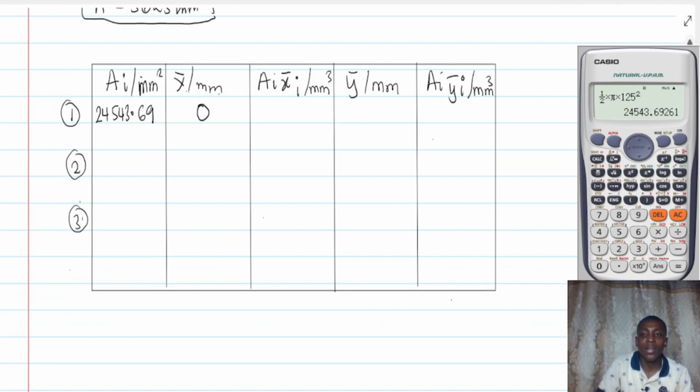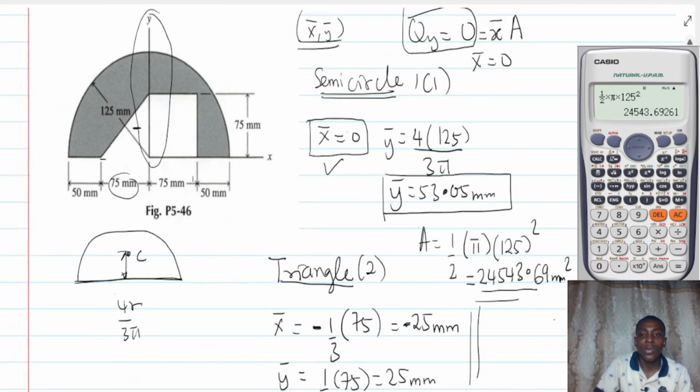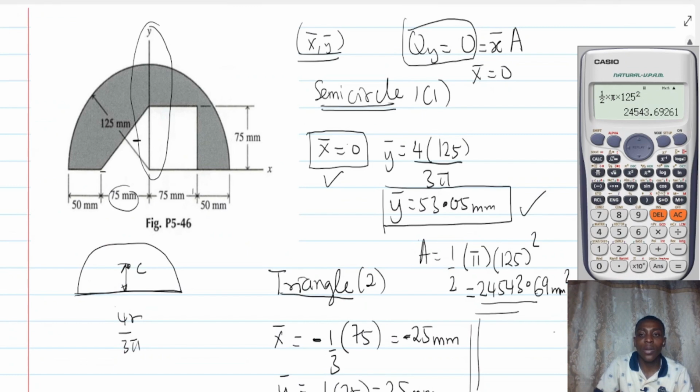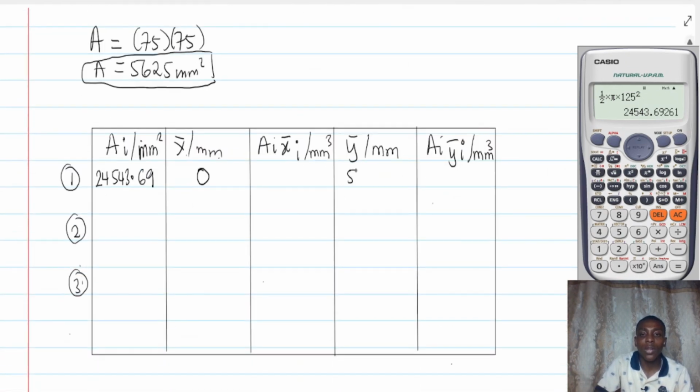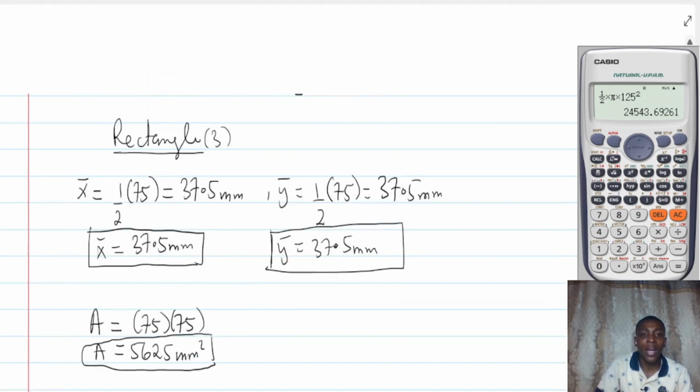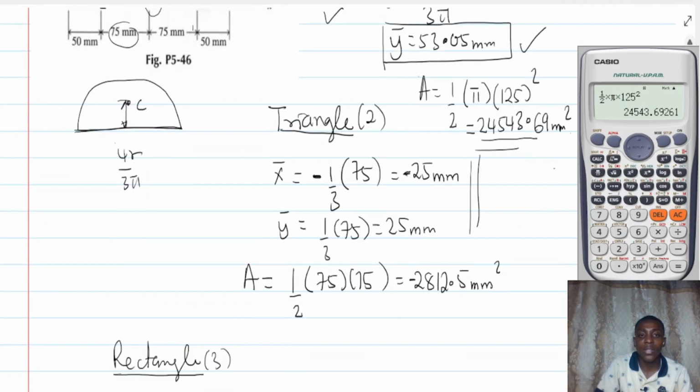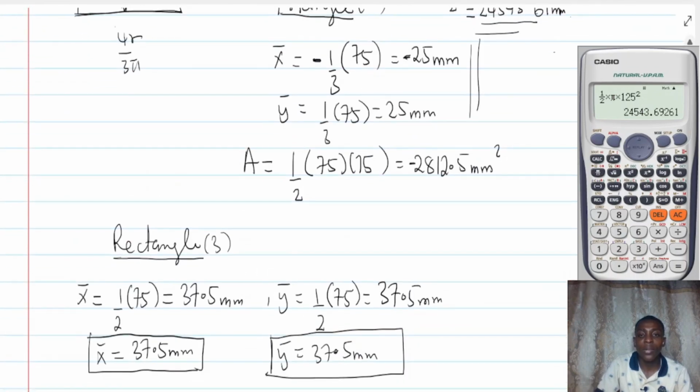However, the y-bar is not 0. In fact, the y-bar is actually 53.05 millimeters. Okay. Now, with regard to the second area, which is the triangle, the area is actually a whole.